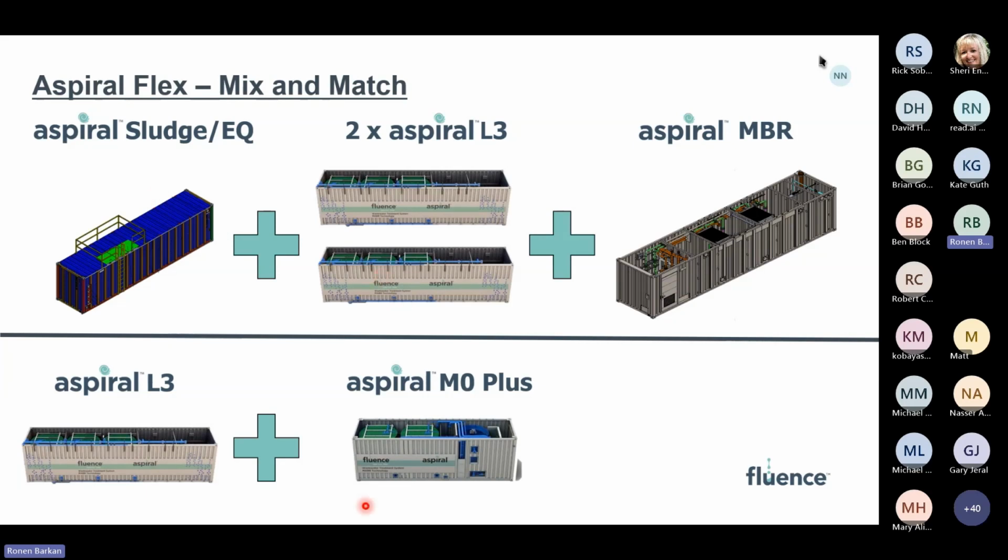Okay. Another example at the bottom of the screen is if a client already has an existing flow equalization that they can use, or they can repurpose something from their existing facility, and they don't need the flow equalization, and they don't need the sludge holding because they have that. So in that case, we can offer only our standalone biological reactor plus what we call our Aspiral M+ unit, which has some additional biological reactor capacity.